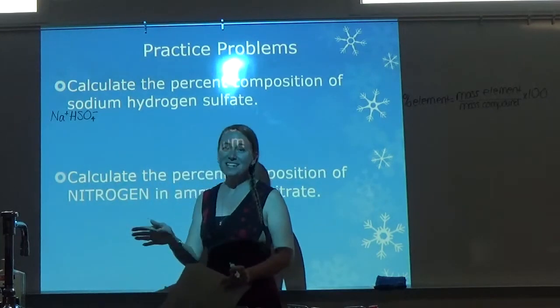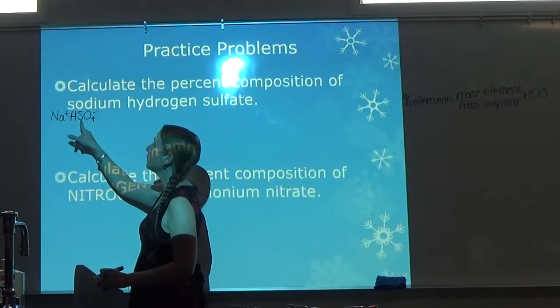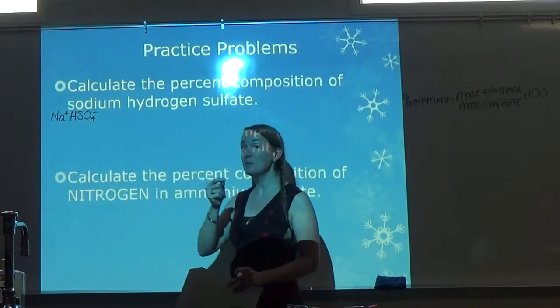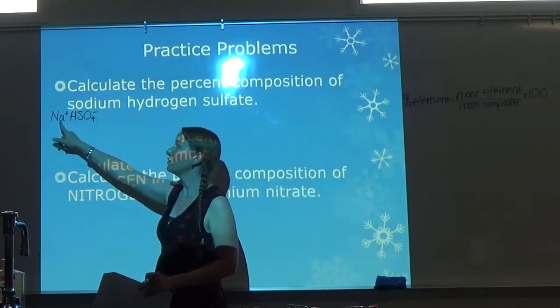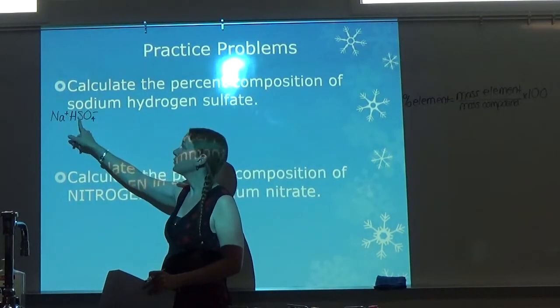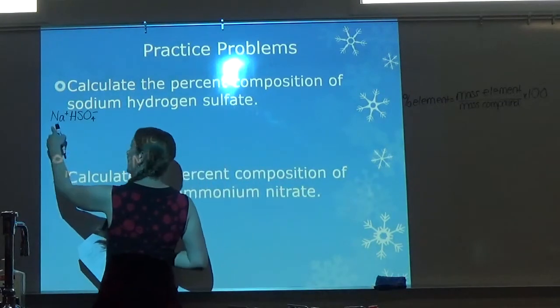However, the downside is, look how many elements there are. I'm going to have to do 4 problems in one, because you can't keep a polyatomic ion together. Each element is separate, so I have to do 1 for Na, 1 for H, 1 for S, and 1 for O. All right, so let's go ahead and add up the mass.